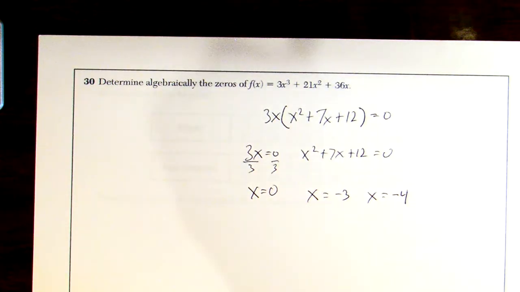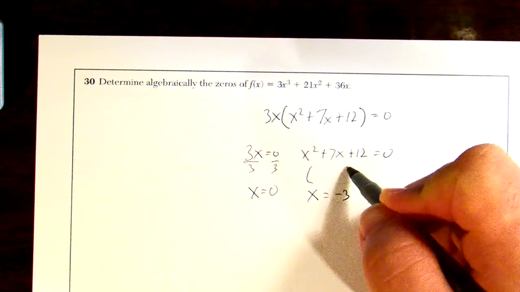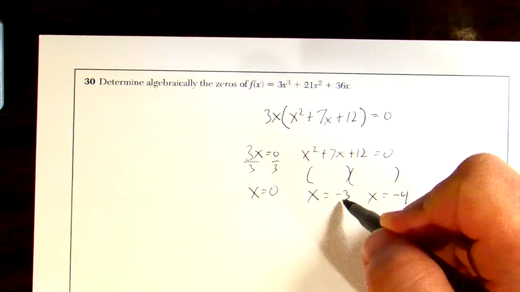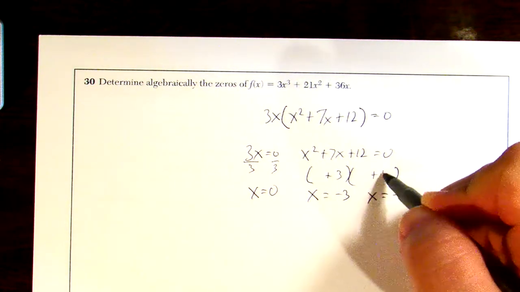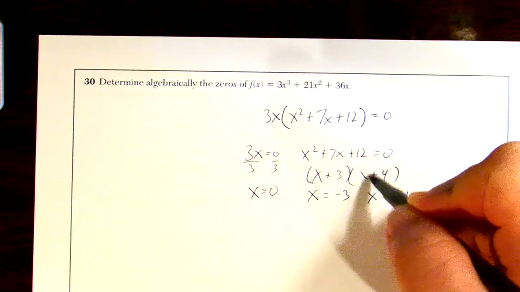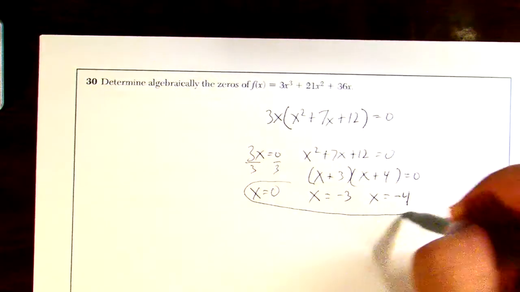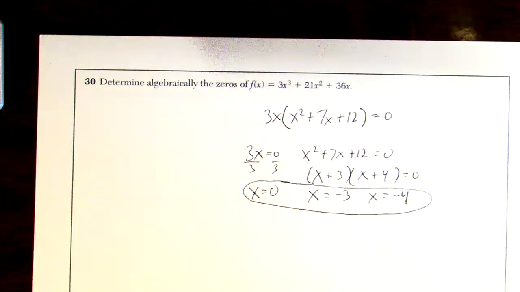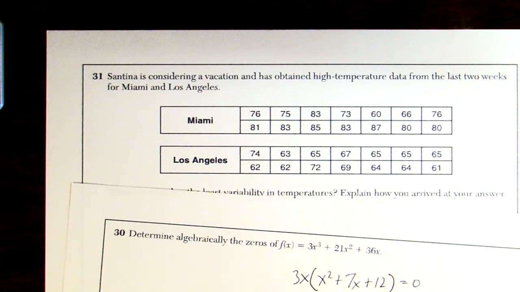So now, again, to find the factors, which should be the middle step here, you want to write the opposite. The opposite of a negative 3 is a positive 3. The opposite of negative 4 is a positive 4. x, don't forget to set equal to 0. So these are the zeros of that function. Okay, moving on.